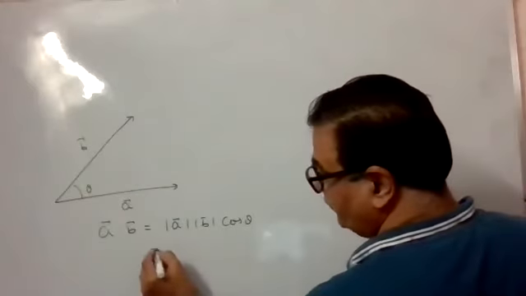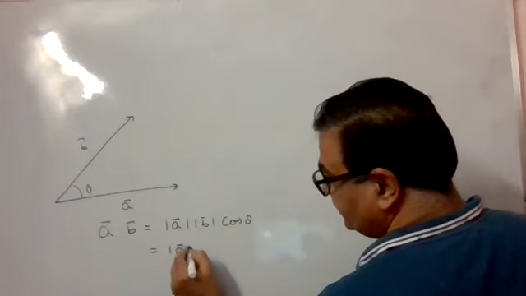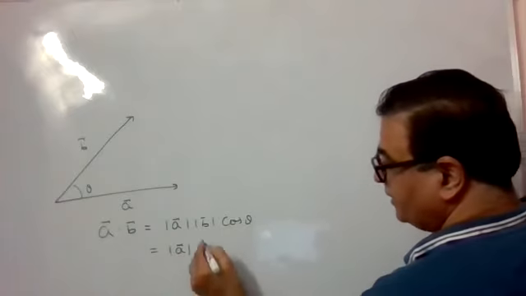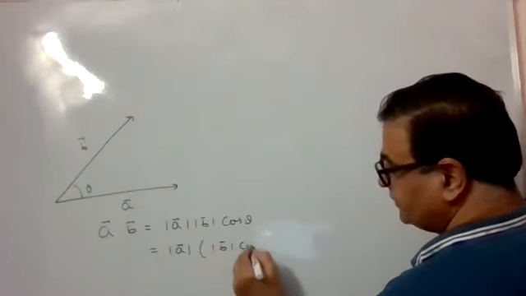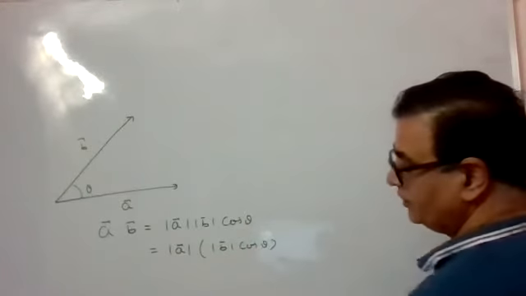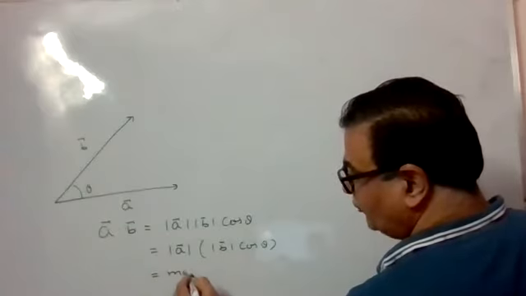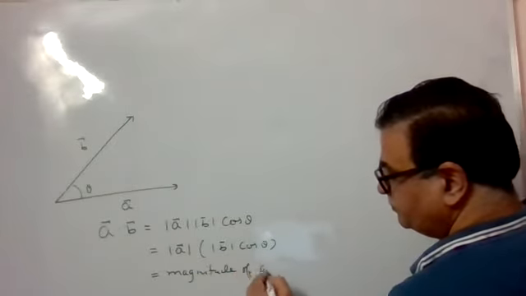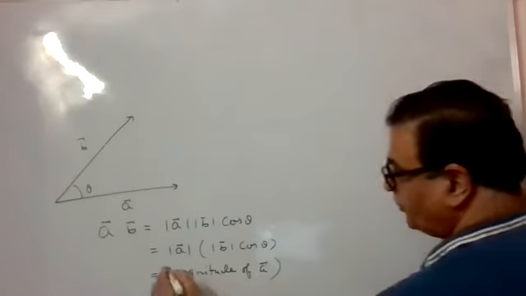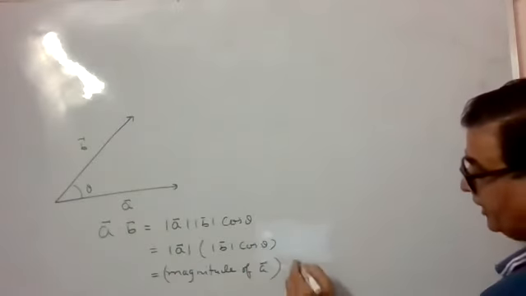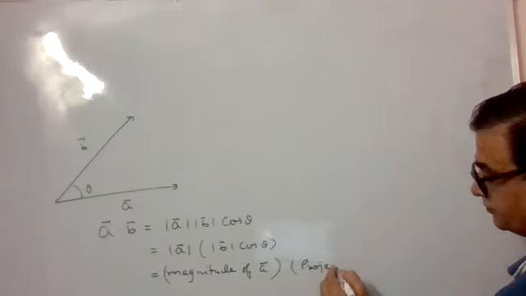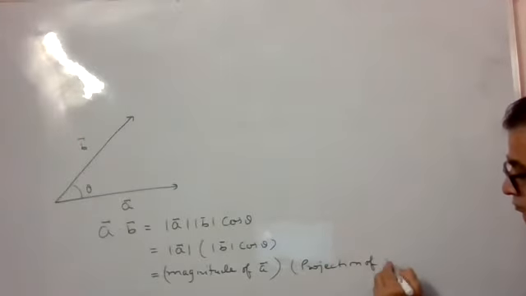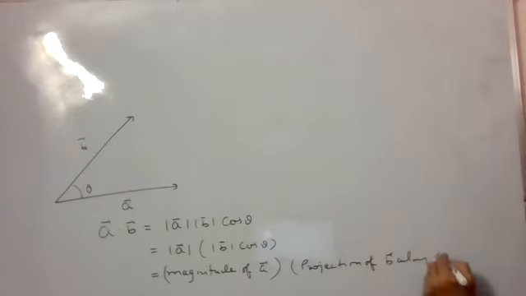After that, one more thing we have done. This I'll write as magnitude of A and magnitude B cos theta. This is called magnitude of A, and this is called projection of B along A. This I told you, right?